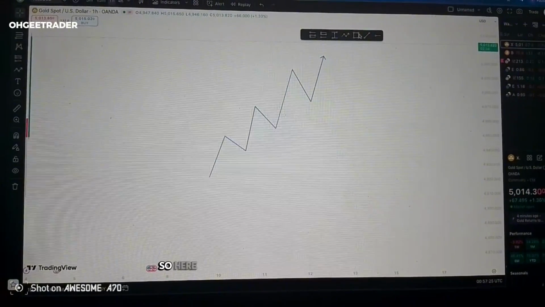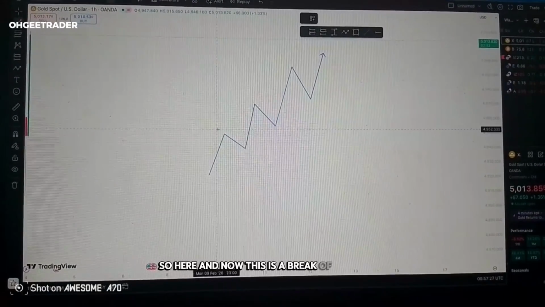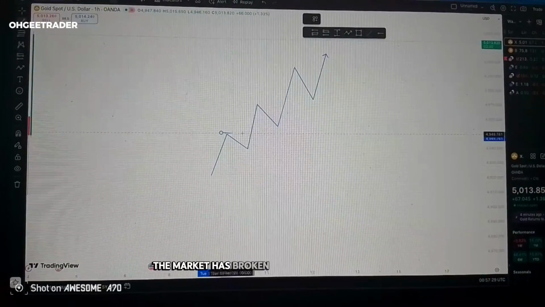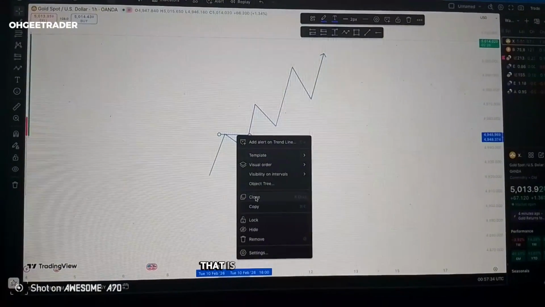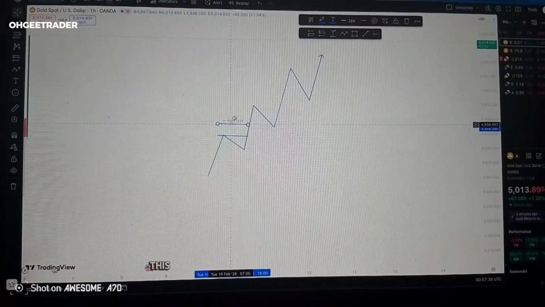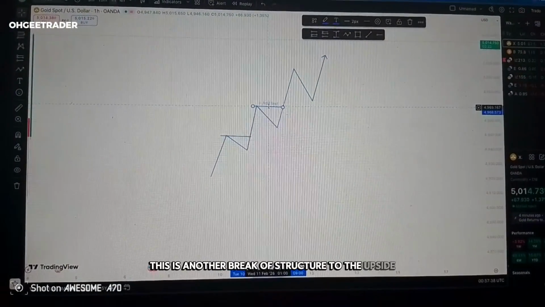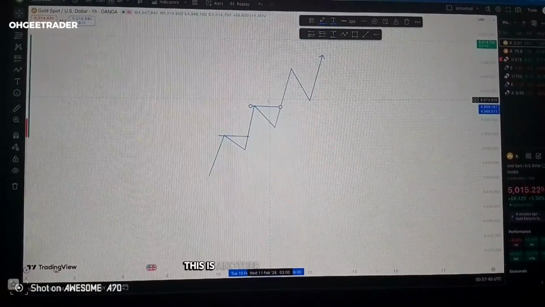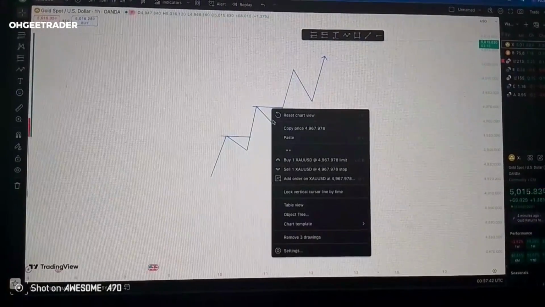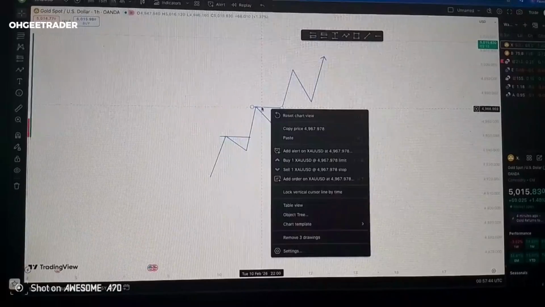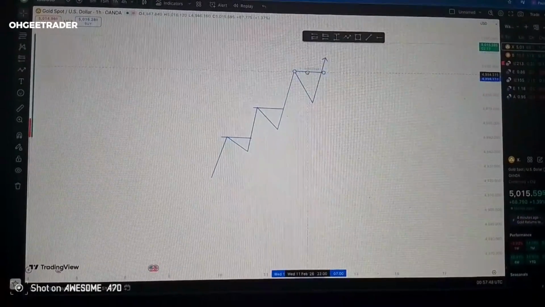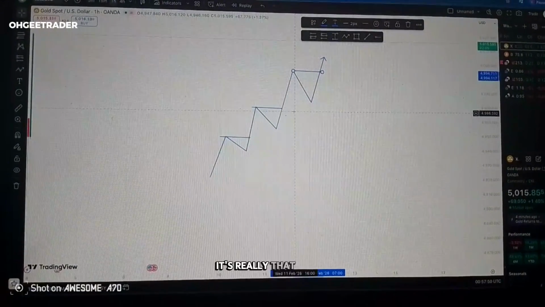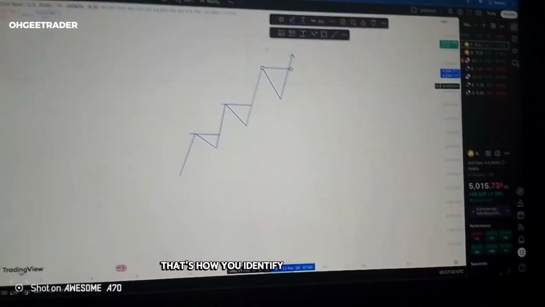Now this is a break of structure. The market has broken structure to the upside. That is a break of structure. This is another break of structure to the upside. This is another break of structure, and this is another break of structure to the upside. So it's really that simple. That's how you identify a break of structure.